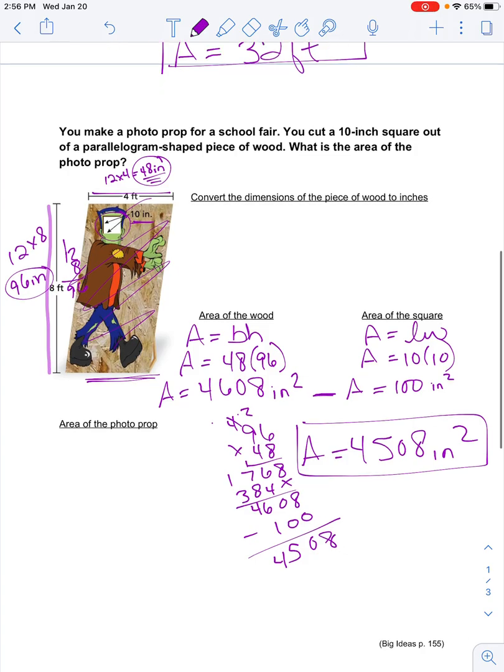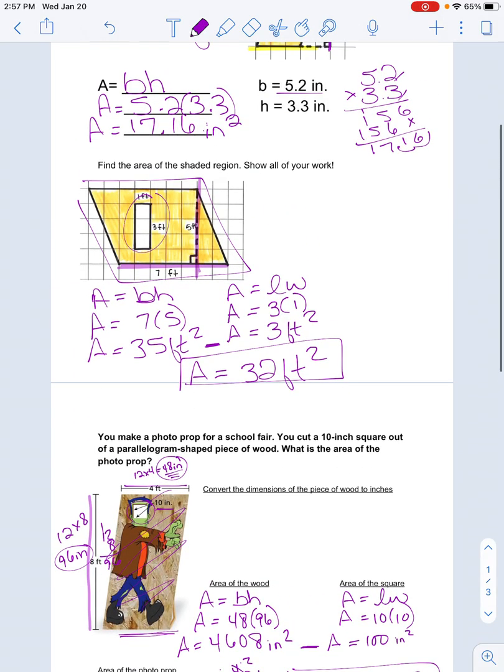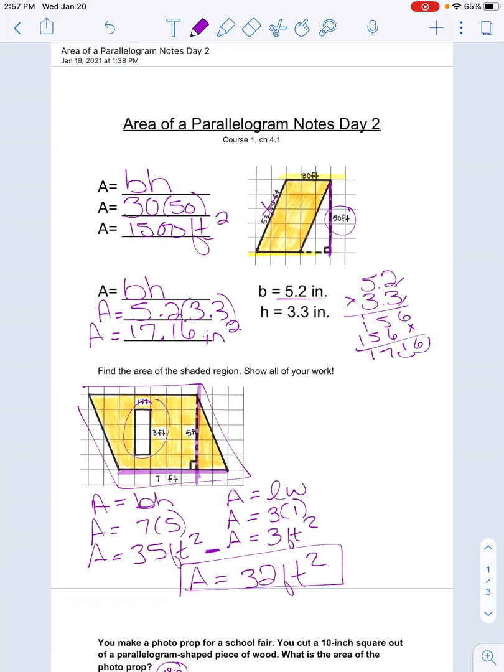So here's what you're going to do now. You're going to use these notes and start on box page 157. Make sure I'm seeing all the lines. So you're going to put in the formula, substitute in length and width or base and height, and then solve. Alrighty, guys, go ahead and get started on that box page.